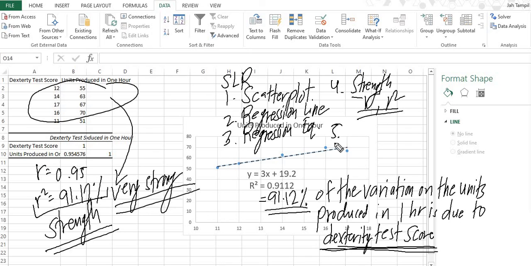However, the relationship might be strong, but the question is, is it significant? So we're going now to look into the significance of our relationship through hypothesis testing and regression, and we'll look at that in our next video.